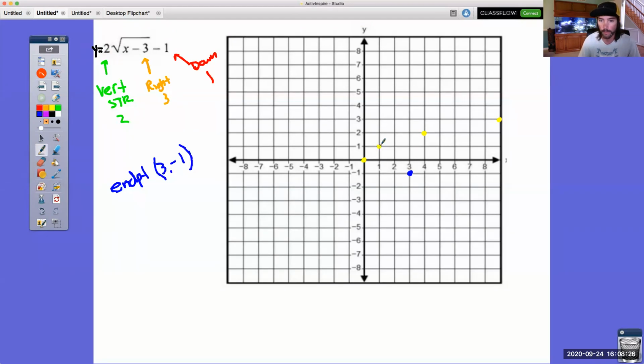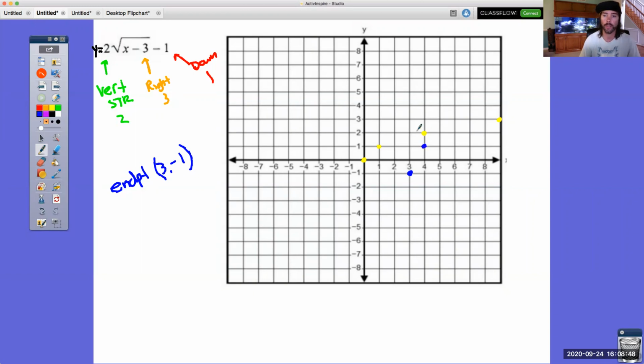I'm at 1, 1. Vertically stretch it. Raise it up twice as far. Instead of a height of 1, now a height of 2. Right 1, right 2, right 3, down 1. That's your second point.